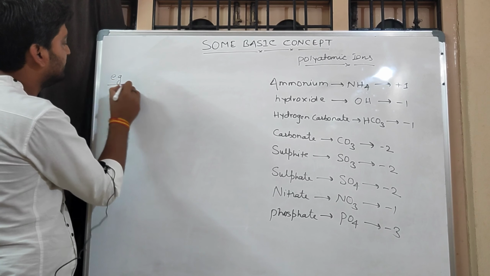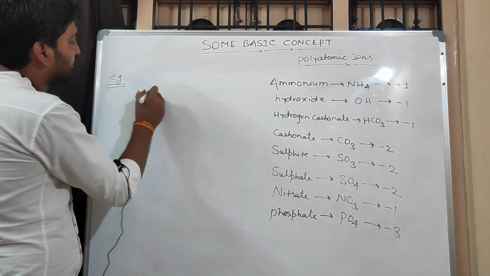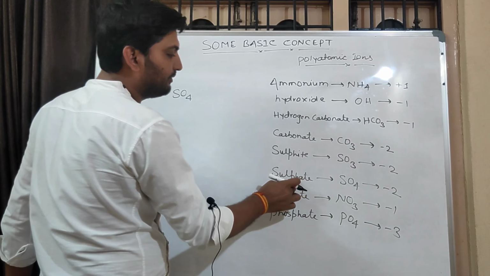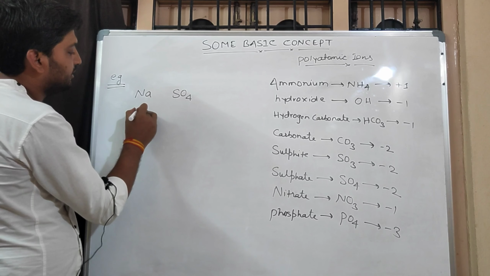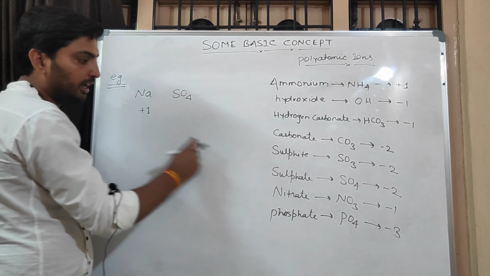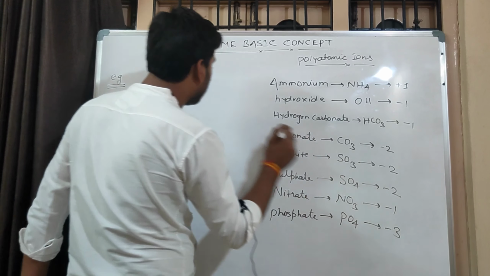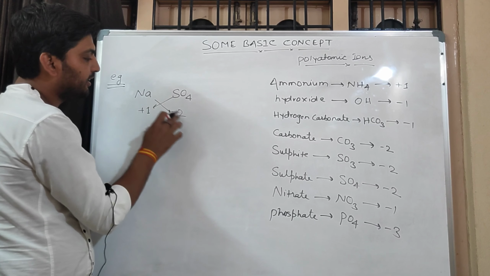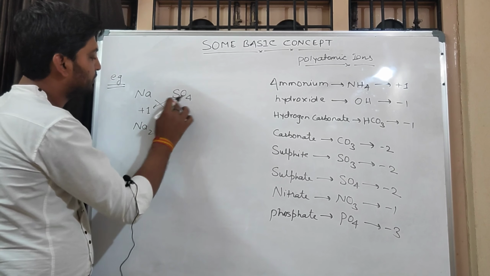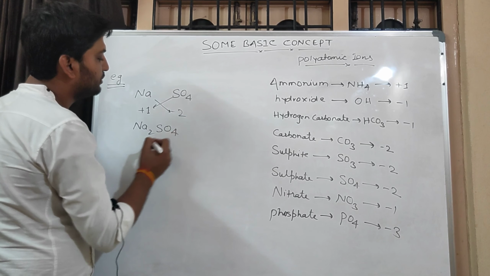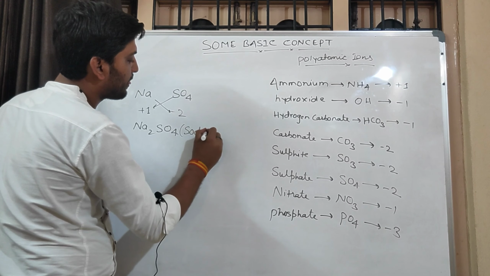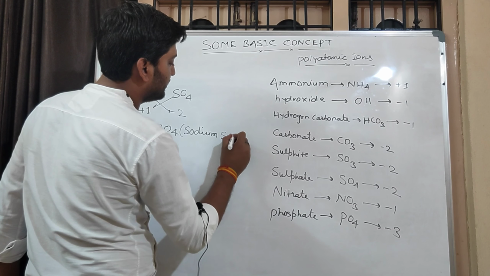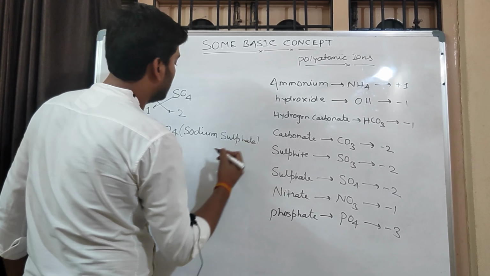Let's have an example. Sodium and SO4. What is that SO4? Sulfate. So what is the valency of sodium? We have already discussed, this is +1. And what is the valency of sulfate SO4? -2. So cross multiplication, what will happen? Na into 2, Na2, SO4 into 1, SO4. Na2SO4. What is the name of this ion? Sulfate. Sodium sulfate. Okay. Let's take another example.